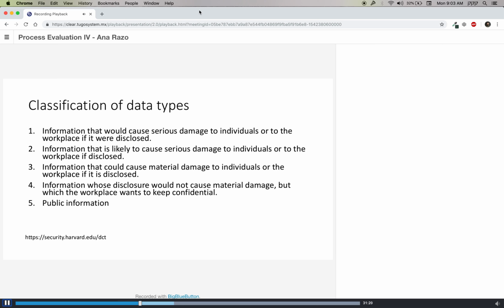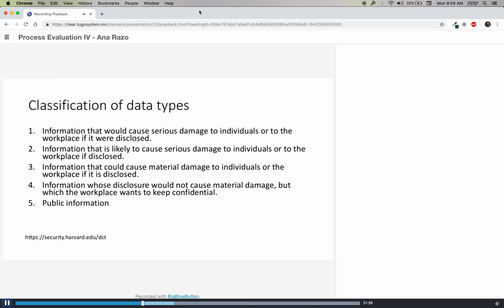As an example, we're, for instance, talking about HIV, people with HIV. So we cannot disclose this information regarding the beneficiaries of the program, for instance, if they are receiving any kind of treatment. And for instance, if we have information regarding their identity, religion, political stances, and also genetic information regarding these participants. So this is sensitive information. This could cause serious damage to individuals or to the workplace if we disclose this information.